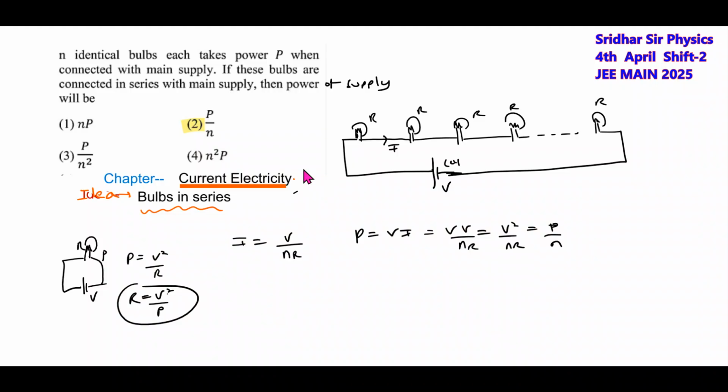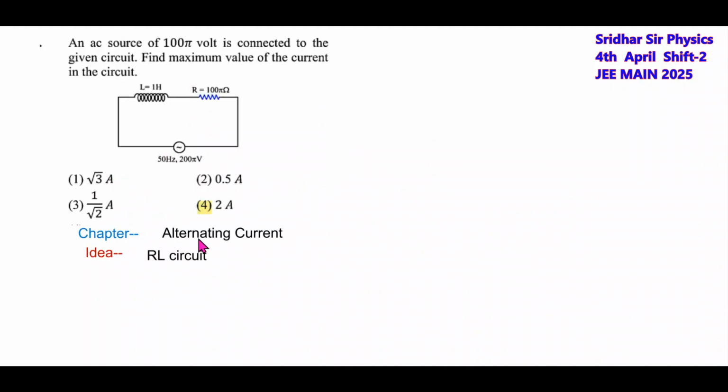Now we'll move to the next question. This question is based on the chapter alternating current, and the idea involved is the RL circuit. Here we have the inductor and resistor connected to an AC source. Let me read the question. An AC source of 100 pi volt is connected to the given circuit. Find the maximum value of the current in the circuit. Okay, how to do this one? He's asking about the maximum current.